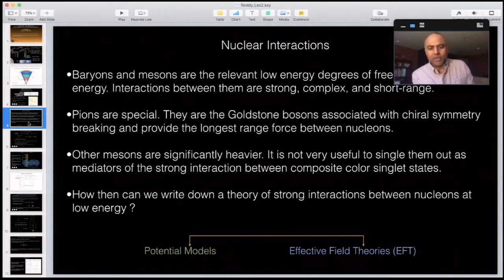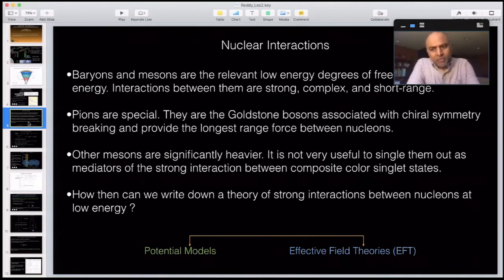So then we are faced with the question, how can we write down a theory of strong interactions between nucleons if we don't have very well-defined exchange particles that we can include in calculating the interaction, which is what we typically do when we write down a field theory for interacting fermions? So in the past 50 or so years, there have been two approaches.